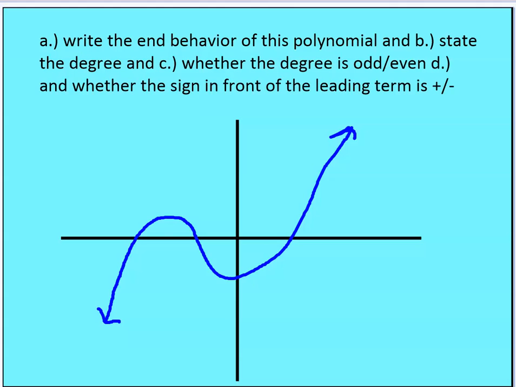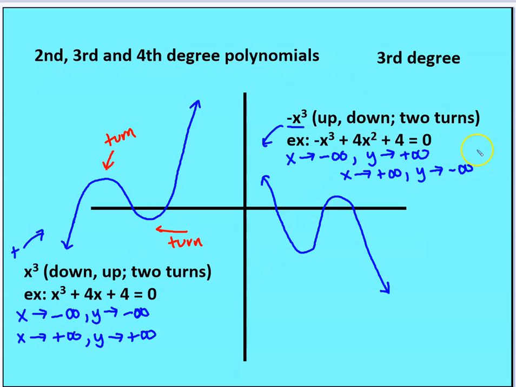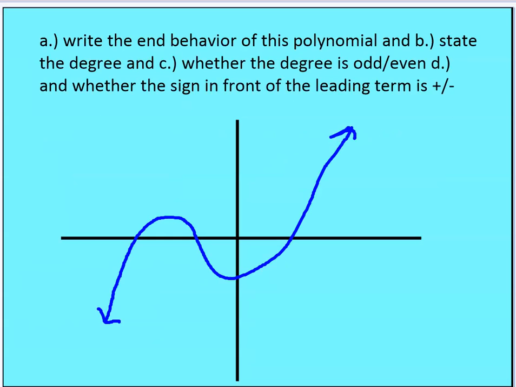Okay, so this is going to turn into a classwork problem. We want to write the end behavior of this polynomial, state the degree, and whether the degree is odd or even, and whether the sign in front of the leading term is positive or negative. So you have to go back to this discussion here. I had a negative x cubed, it's up to down. Positive is down to up. You may have to go back to these slides and your notes to figure this out. So pause here, and I'm going to come back and give you the answer. Please pause and try to work this out.